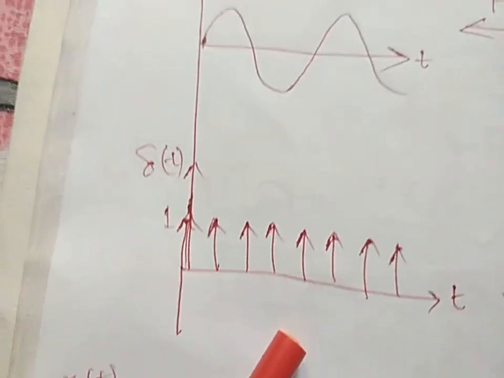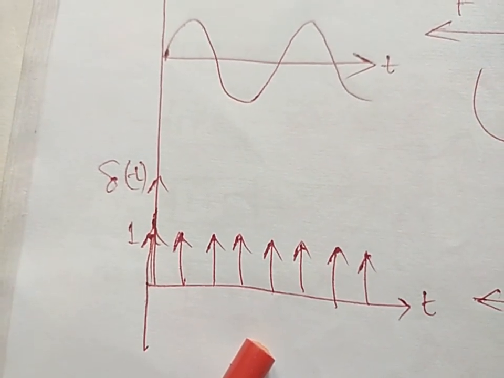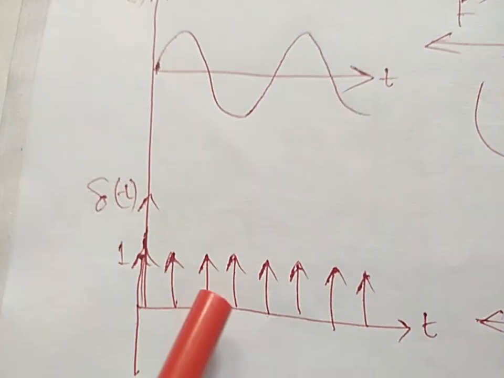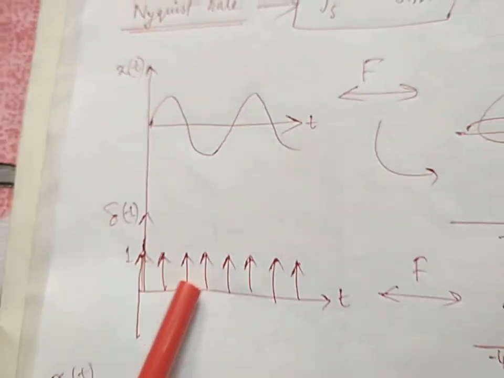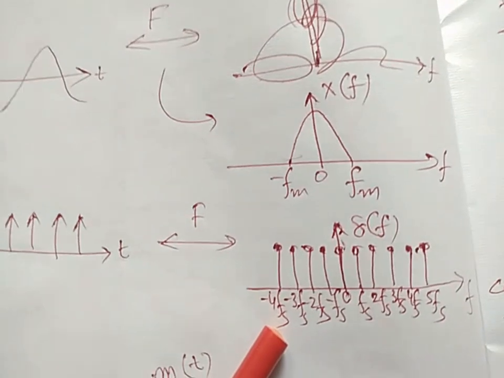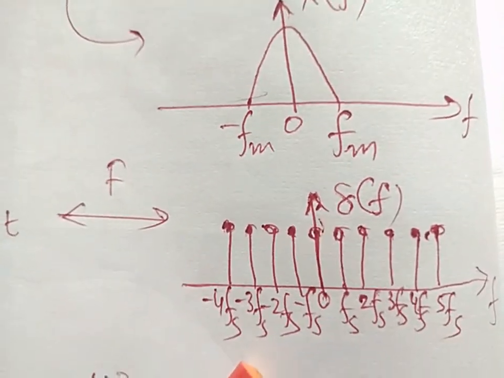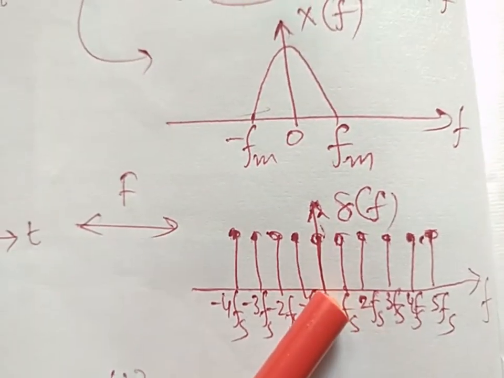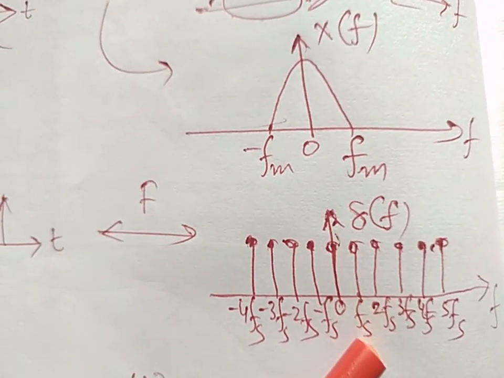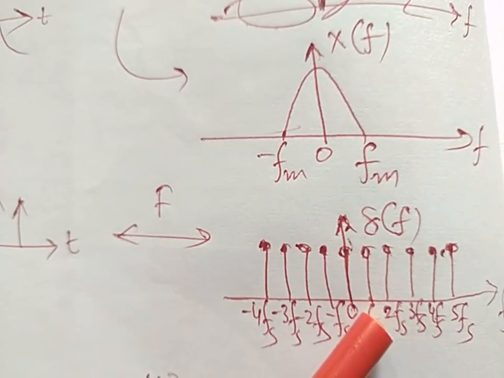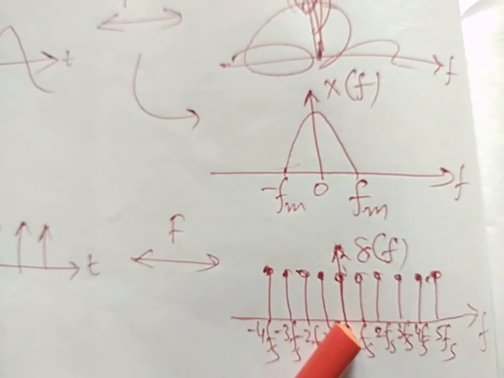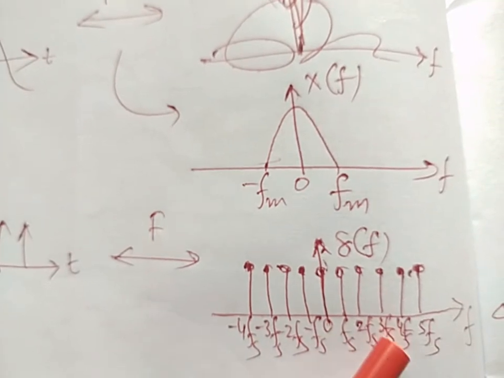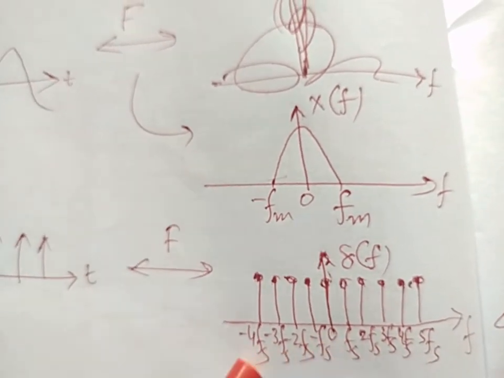Right, now I have taken some signal that is called a pulse train, that is a train of pulses, all the pulses having an amplitude of 1, and the Fourier transform of this becomes this, and each impulse having an amplitude of 1 at an interval of fs hertz. There is fs, twice fs, 3 fs, 4 fs, and similarly on the negative side.